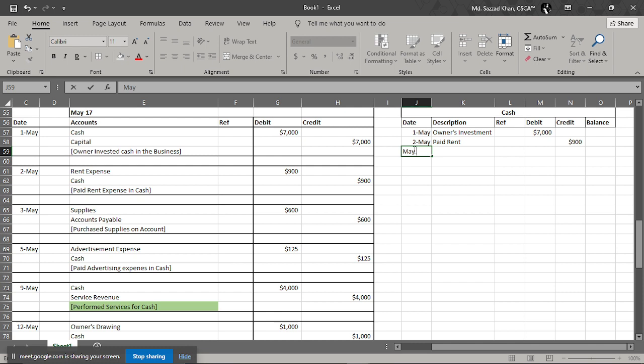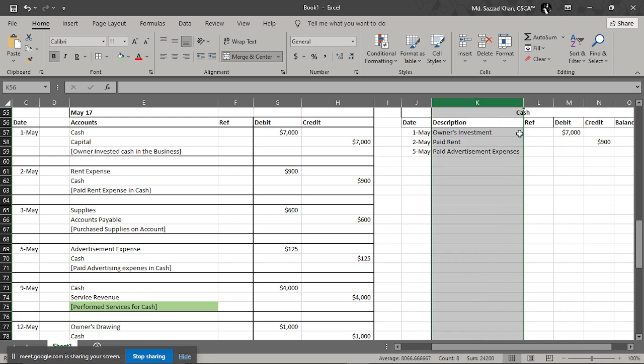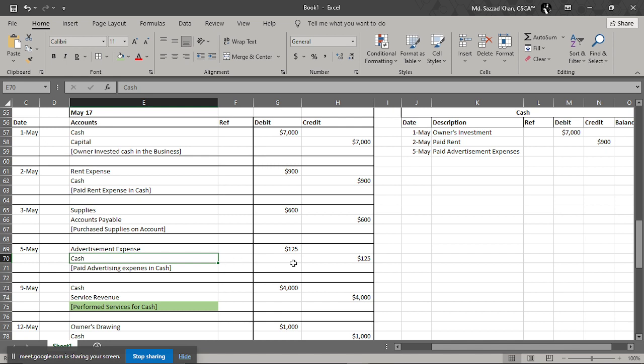Now we write May 5. And what did we do with the cash? Credit. We pay our advertisement expense. So in the description we say paid advertisement expenses. So as we have paid the advertisement expenses, what happened to the cash? It was credited. So we put here credit balance. By how much? 125, right? All right.